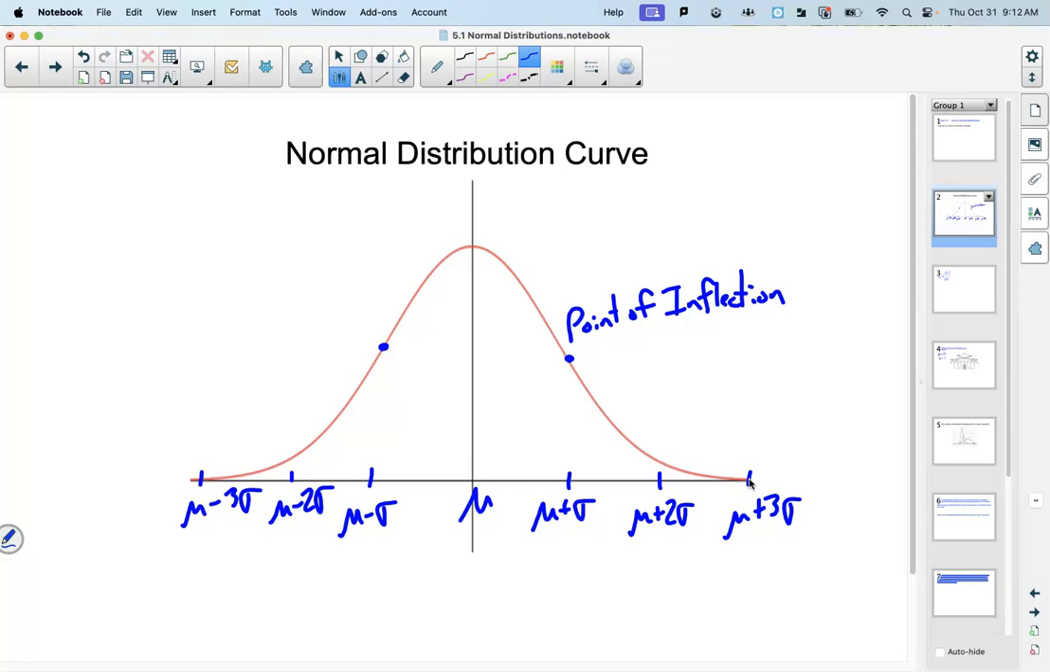I know it's not perfect, but that's kind of a helpful thing as you're sketching out your normal distribution curves: to find that spot where the curve switches, the point of inflection, and use that as the mean plus 1 standard deviation.